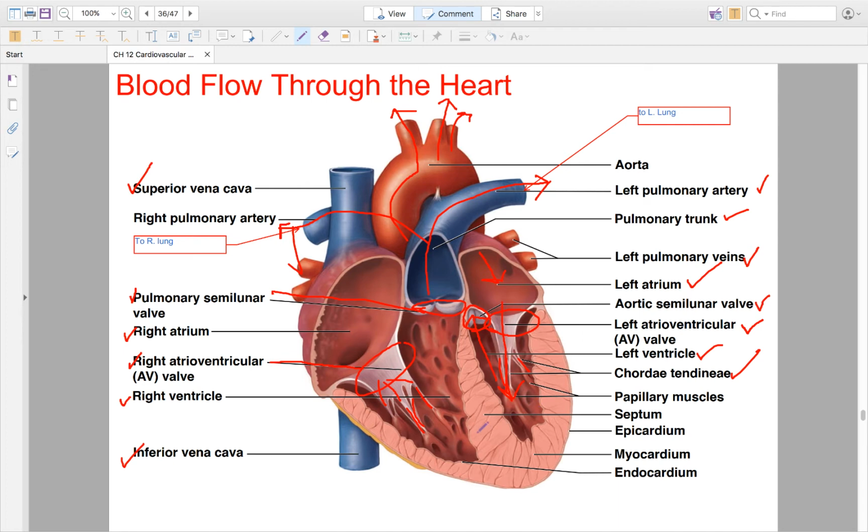Also, if you look inside, you see these kind of bumpy structures, right? Those are called the papillary muscles because technically they are muscle. This intersection between the two ventricles is called the septum. Okay, and then of course we know the epicardium, the myocardium, which is this thick muscle wall, and then the endocardium. So you want to know the full anatomy of the heart.